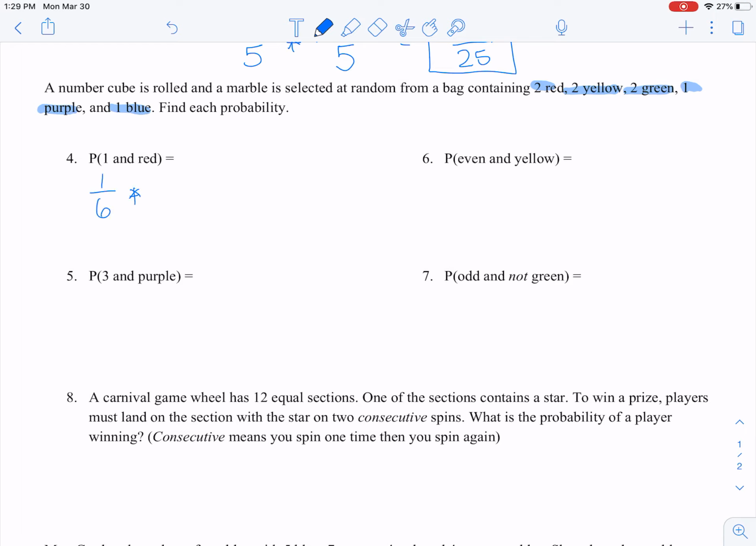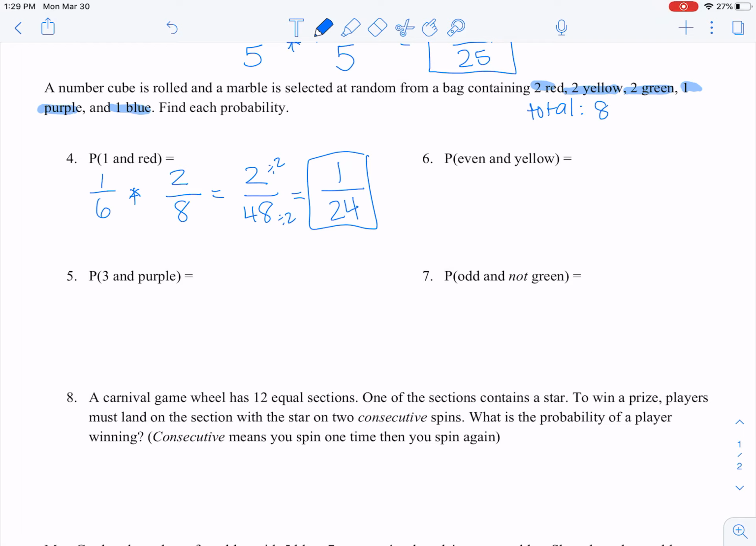How many red are there? 2. And we need to find the total of those marbles. We know that 2 plus 2 is 4, 4 plus 2 is 6, 6 plus 1 is 7, 7 plus 1 is 8. So we have 8 total marbles, so we know that it'll be 2/8. We can reduce it before we multiply, but I'm just going to multiply it first and then reduce. 2 times 1 is 2, 6 times 8 is 48, and we can definitely reduce this if we divide both numbers by 2, and that would be 1/24. So 1/24 would be the final answer for number 4.